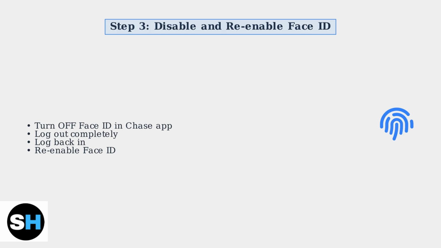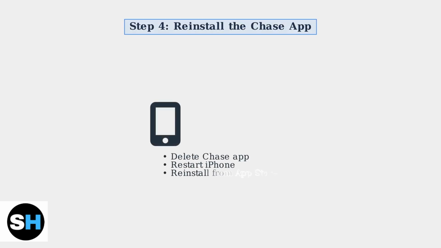If Face ID still isn't working, try disabling and re-enabling it. In the Chase app, turn off Face ID, log out completely, then log back in and re-enable Face ID. If the problem persists, try reinstalling the Chase app. Delete the app from your iPhone, restart your device, then download and reinstall the app from the App Store.